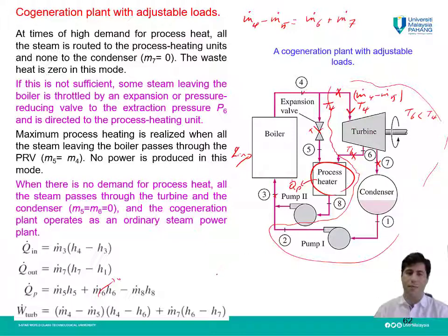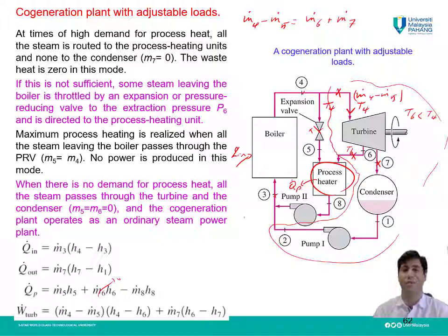All the steam which comes to the turbine will be divided into these two. So simply we can calculate, and if you notice here, the state of the steam in points 6 and 7 are identical. The temperature and pressure of the steam after the turbine for these two lines will be identical. So H6 minus H7 can be calculated by their state as well. However, it depends on how much steam is routed to the process heater or condenser.